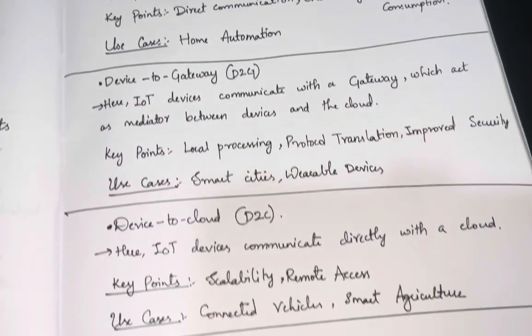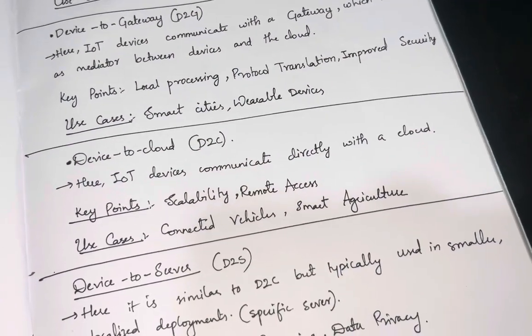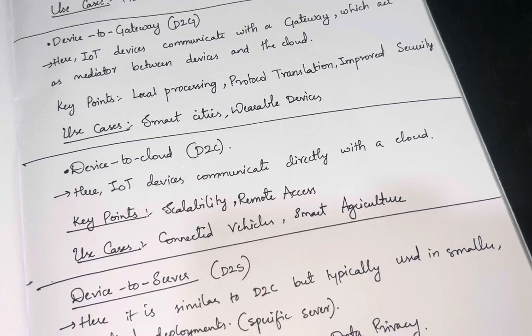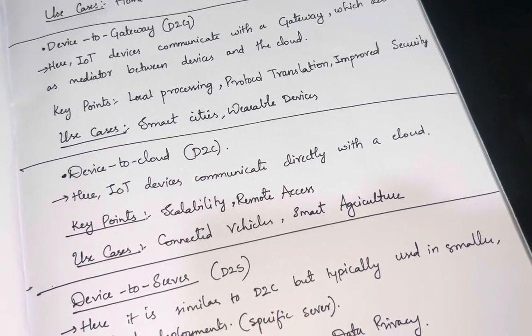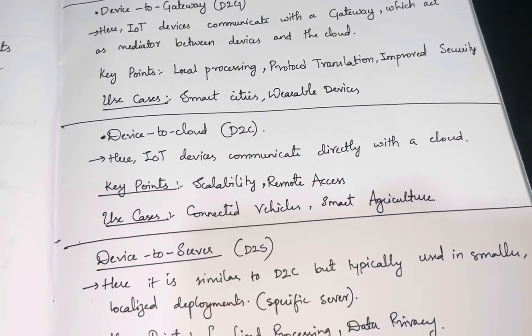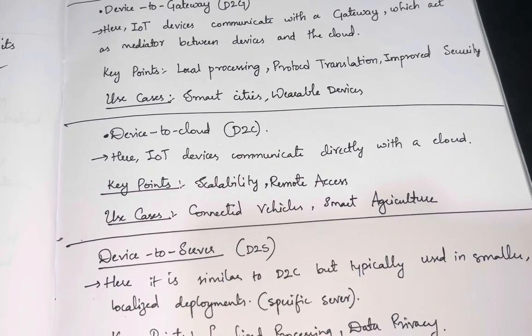So what is the third one? Device to cloud, D2C. Here the IoT devices communicate directly with the cloud. There is no person or gateway in between. Directly the devices communicate with the cloud. What are the key points in it? Scalability and remote access. We can access it remotely, and it's very scalable, since it directly communicates with its cloud. What are the use cases of it? Connected vehicles and smart agriculture.